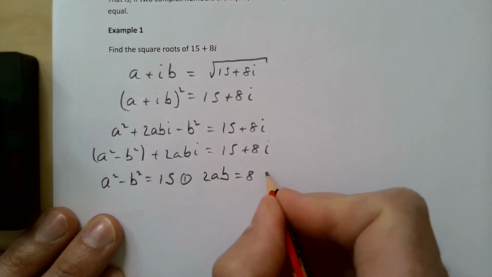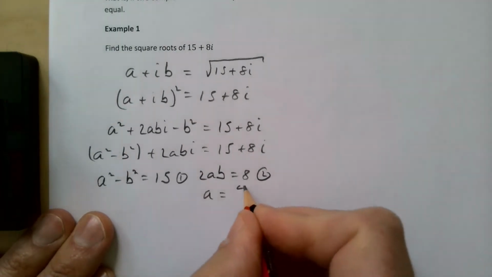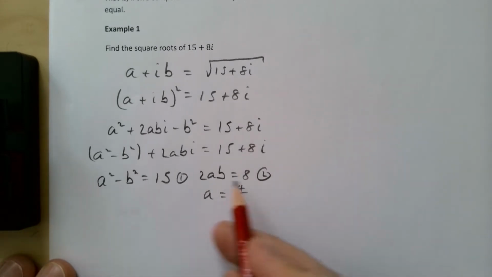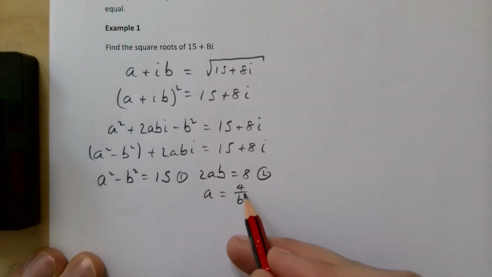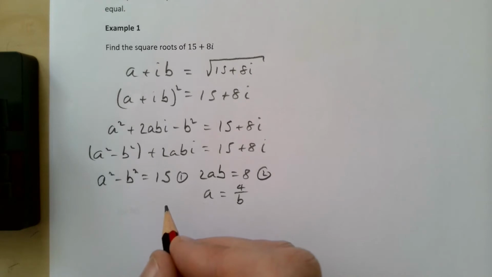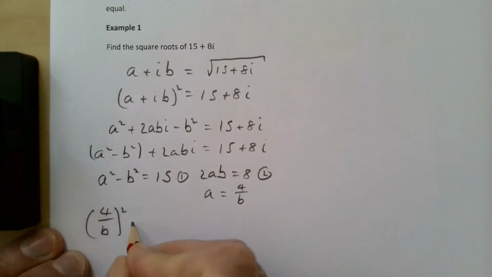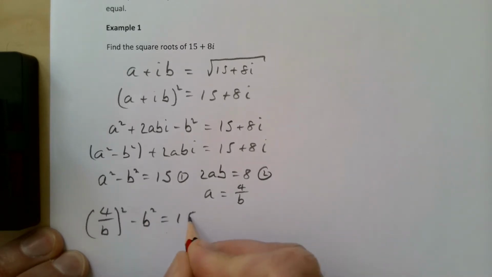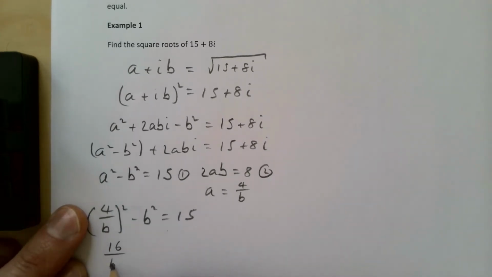We call that equation 1. We call that equation 2. Rearranging equation 2, we can have a equals 4 over b, and we're going to sub that in. It's effectively two equations, two unknowns. This is a slightly more complicated version of it. So we're going to exchange our a here for a 4 over b. So we're going to have 4 over b all squared, take away b squared equals 15. Tidying that, we're going to get 16 over b squared minus b squared equals 15.